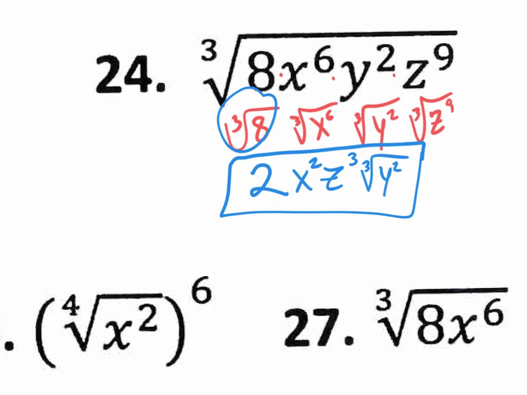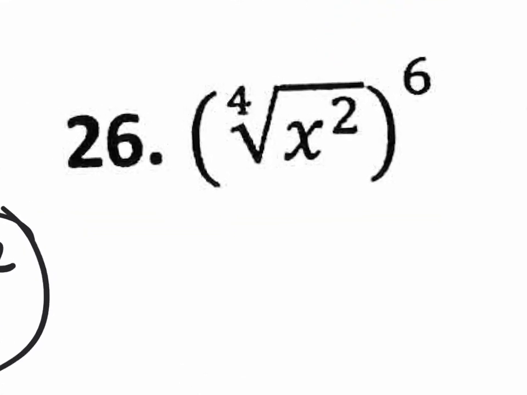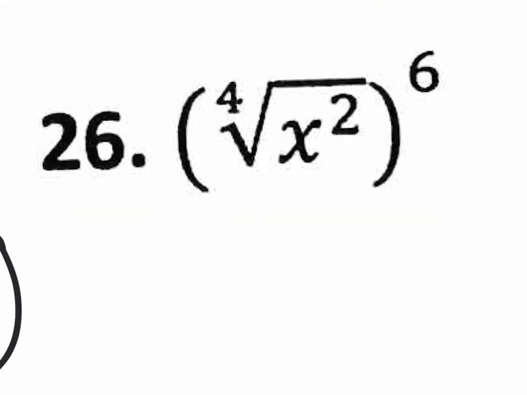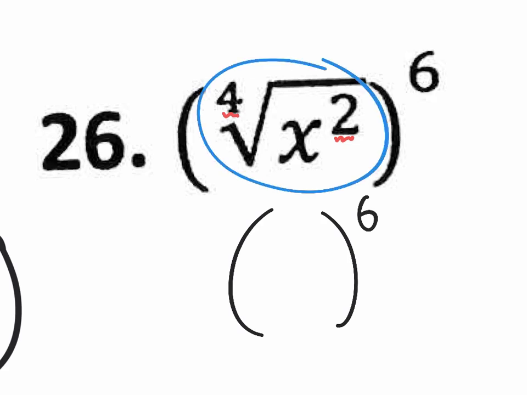Let's jump to number 26. Fun stuff. There are many ways of doing this problem. Many ways. I'm going to look at it with this power 2 over this root 4. So I'm going to keep the power of 6 on the outside, and I'm going to just work on the inside right here. So what do I have? X to the what? When I have the power of 2 over the root 4.